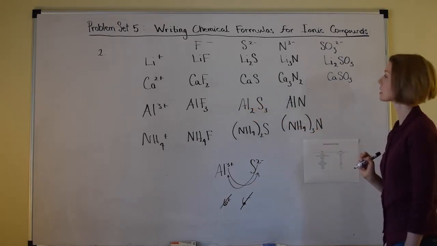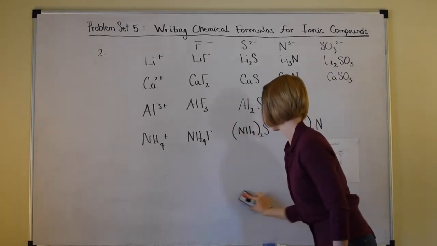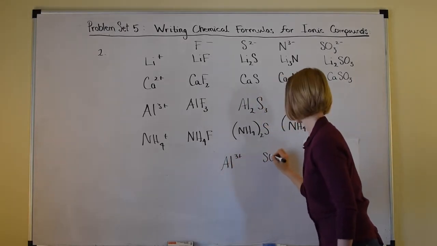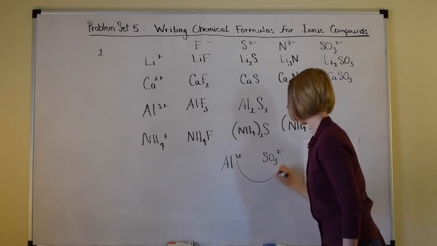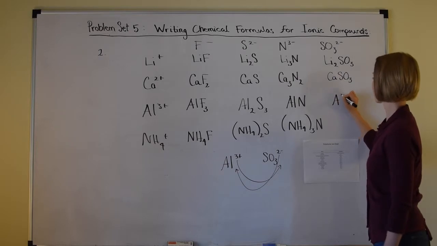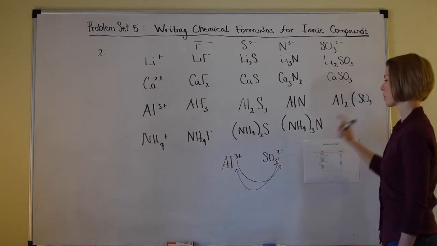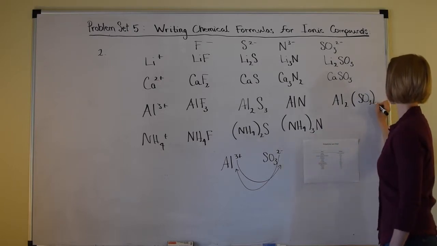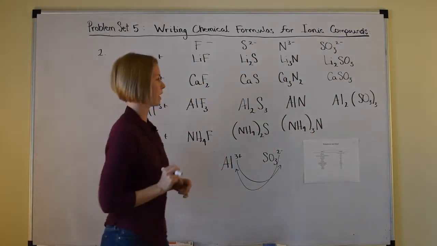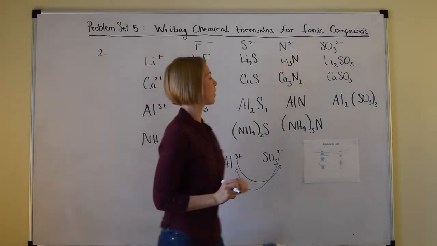Aluminum is a 3+, sulfite is a 2-. So let's go ahead and do a little switchy rule here. Good practice. I'm going to take 3 of these and only 2 of these. So you're going to need the parentheses here, not on aluminum, but on the polyatomic ion, because you are trying to indicate that there are 3 of them. Not just 1, there's 3 of them. So parentheses 3.